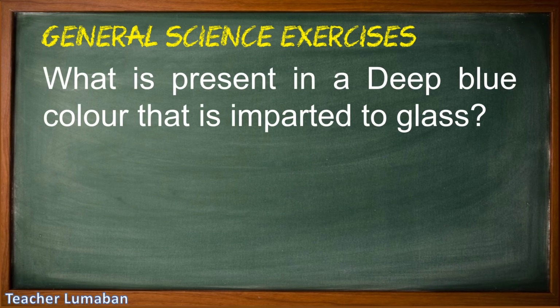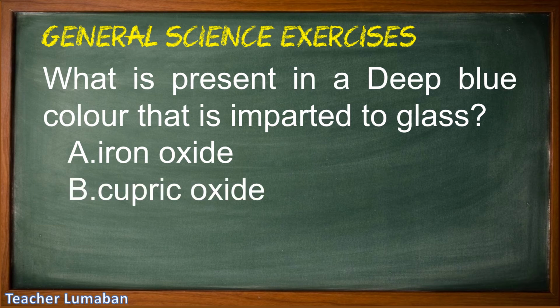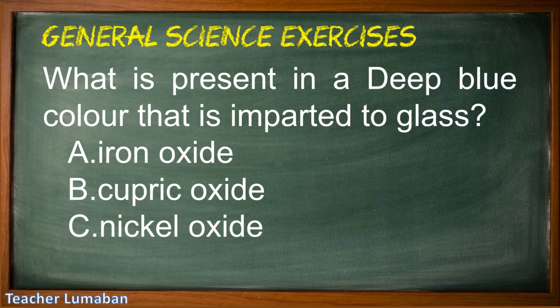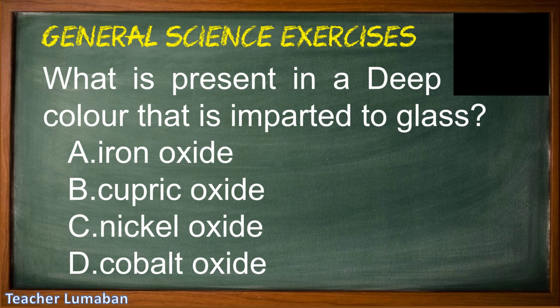What is present in a deep blue color that is imparted to glass? Letter A, iron oxide. Letter B, cupric oxide. Letter C, nickel oxide. Letter D, cobalt oxide. Choose the suitable answer to the following choices in 5 seconds.